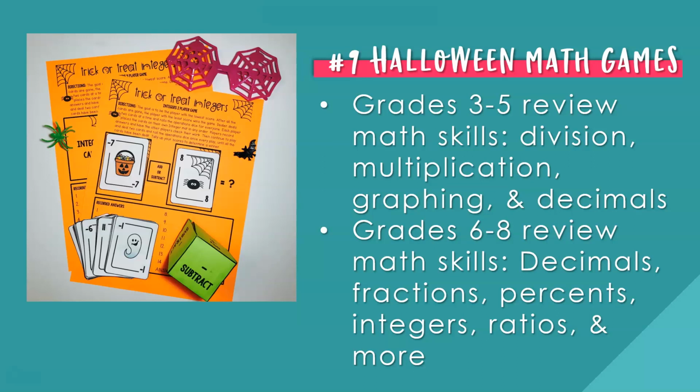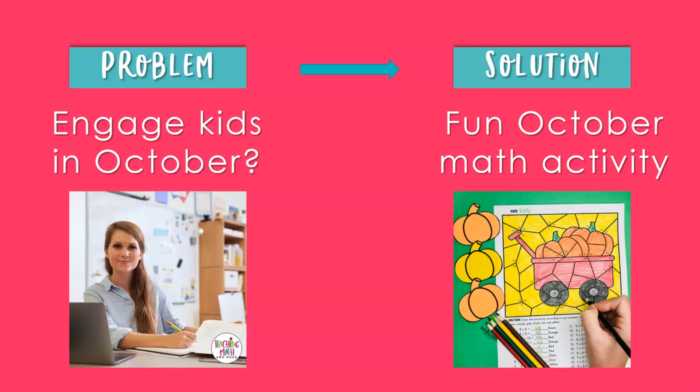For grades 3 through 5, the Math Games bundle includes multiplication 1-digit numbers, multiplication by 2-digit numbers, division by 2-digit numbers, graphing on a coordinate plane, multiplication arrays, and adding and subtracting decimals. For middle grades 6 through 8, math review skills are decimals, fractions and percents, integers, exponents, scientific notation, rational numbers, ratios, and two-step equations.